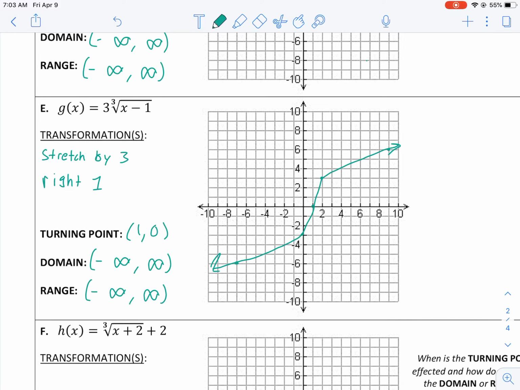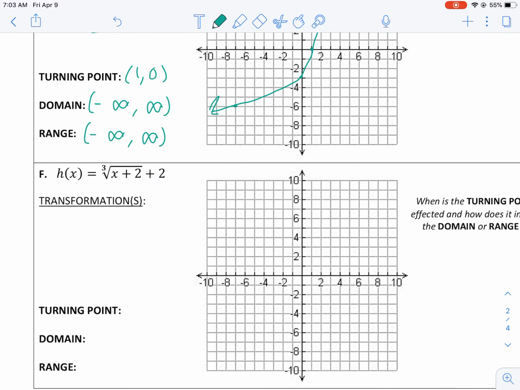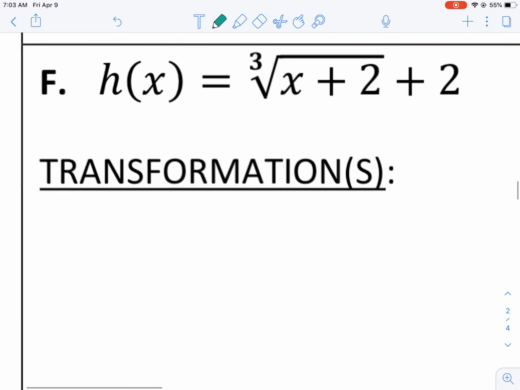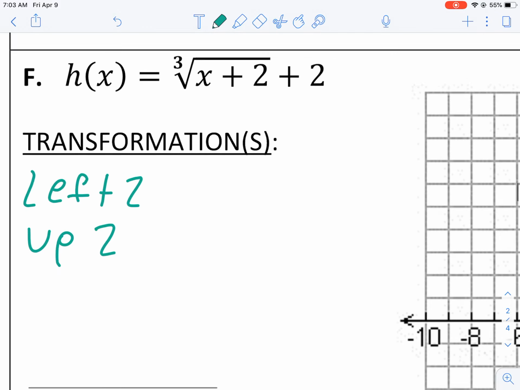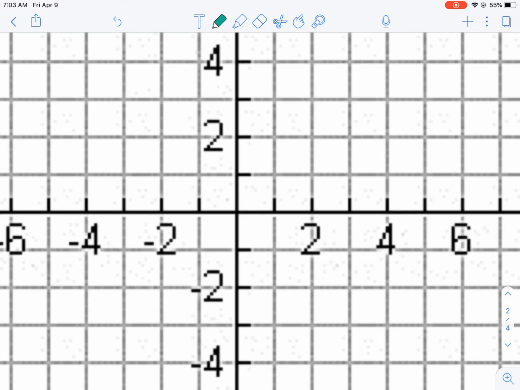If it's a compression, like multiplying it by a half, for example, you just shrink it. This one only has shifts. So we've got this plus 2. Remember, that means left 2. And then we've got the 1 at the end. That means up 1. So again, we're just going to plot our parent function, and then we're just going to move it. So we've got 0, 0.